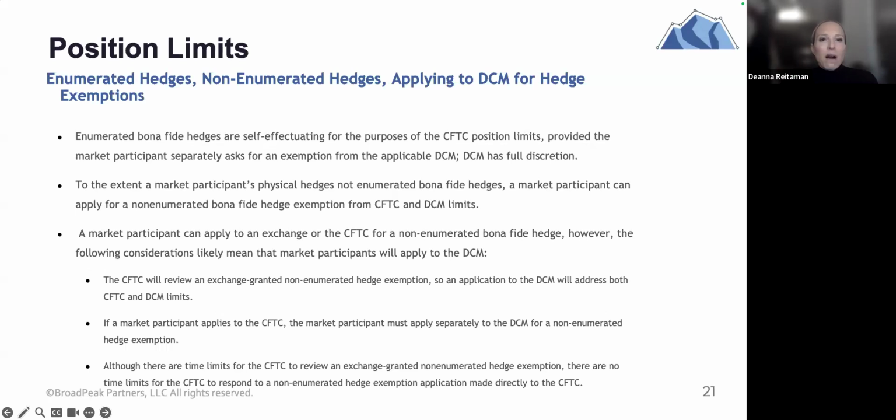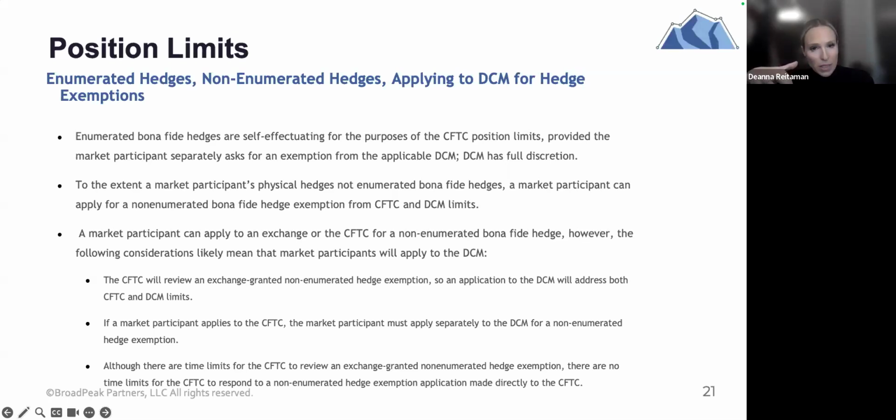If you go to slide 21, okay, there are enumerated hedges, non-enumerated hedges, and then how do you even get the hedge exemption, right? So there are certain enumerated bona fide hedges that literally self-effectuate, right, for the purposes of the CFTC limits. Literally, they are what they are, therefore you don't have to do anything crazy for the CFTC to get an exemption from the CFTC limits with these self-effectuating positions. However, you still have to ask for an exemption from the exchange. And the exchange has full discretion, they can grant or not based upon your business.